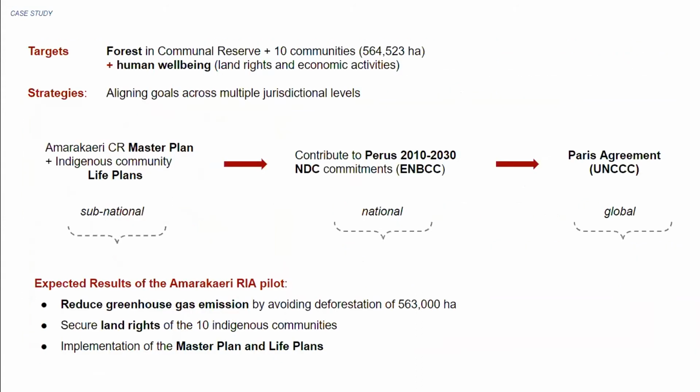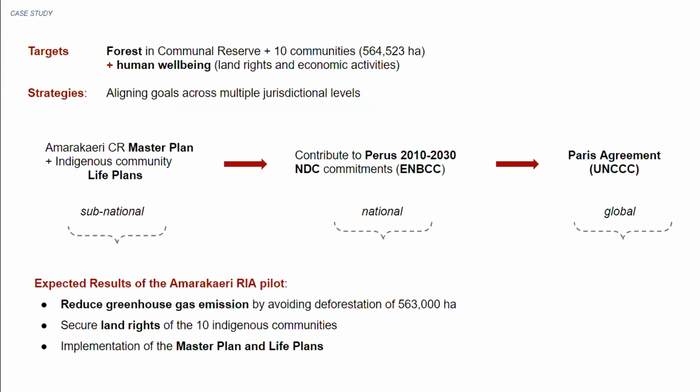So the targets of RIA Amarakaeri were to protect the forest, the forest in itself. So they added all the forests, the forest in the 10 indigenous communities, plus the forest of the protected area. And of course, there were also human well-being targets, mainly related to their land rights and economic activities. And the strategy, and they have been really smart about this. The indigenous leaders of the Amarakaeri Reserve have been doing this for a very long time, I think probably since 2014, raising funds and doing this.